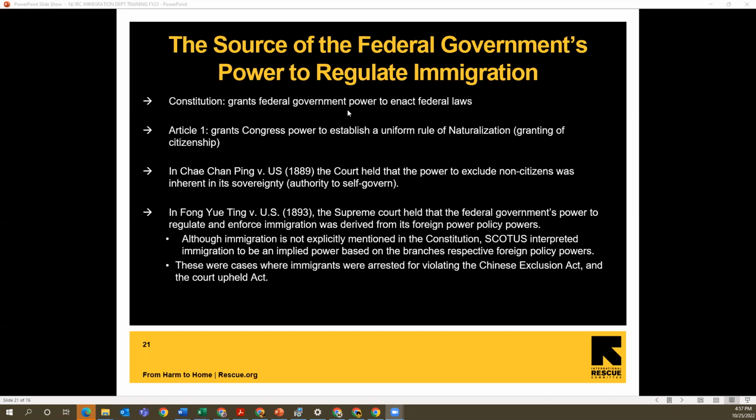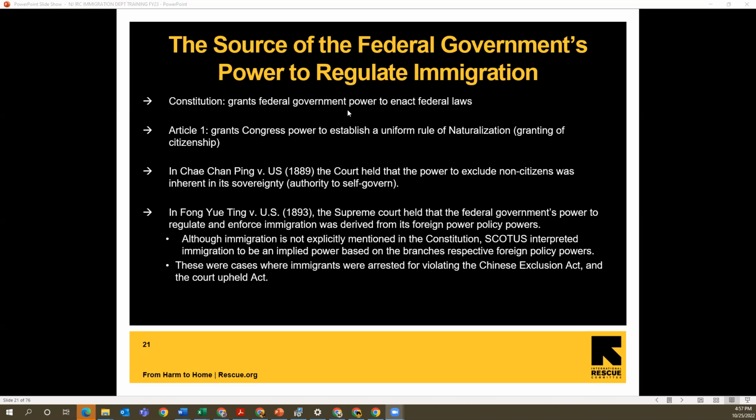So we have one case here from 1889, and that is Ping versus US. And here the court held that the power to exclude non-citizens was inherent in its sovereignty, meaning inherent in its authority to govern itself.